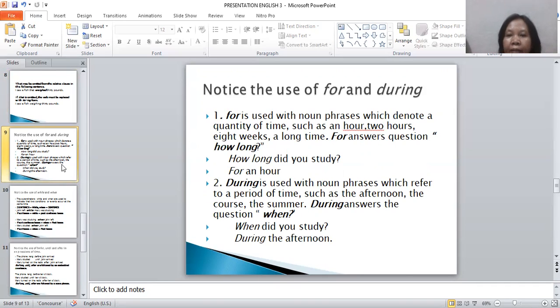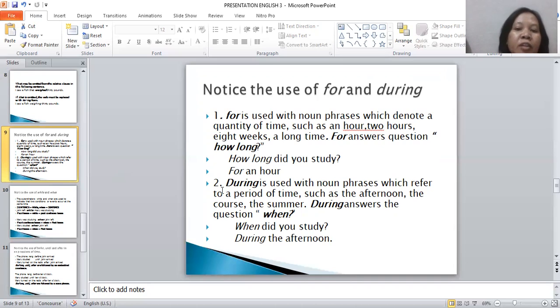Notice the use of for and during. First, I would like to explain that for is used with noun phrases which denote a quantity of time, such as an hour, 2 hours, 8 weeks, a long time. For answering the question how long? When we find a question with how long, we usually use for. For example, how long did you study? For an hour. Or the complete answer is, I studied for an hour.